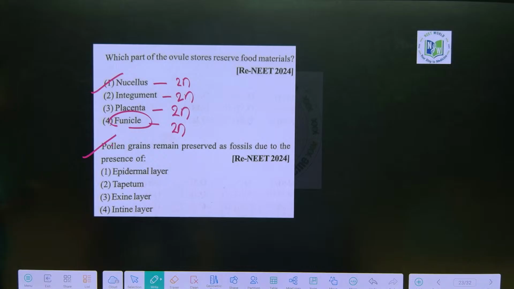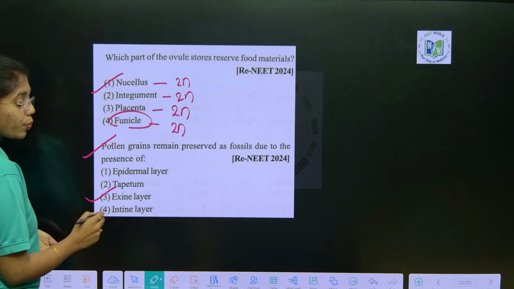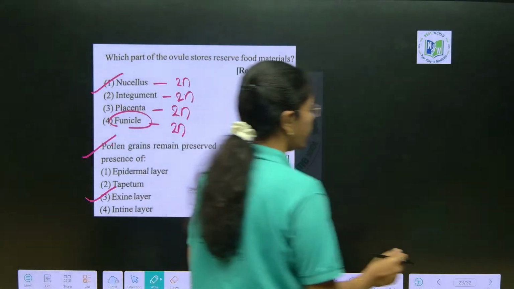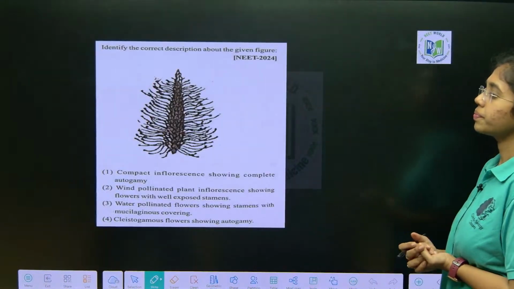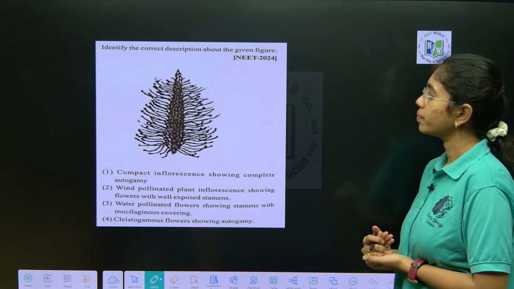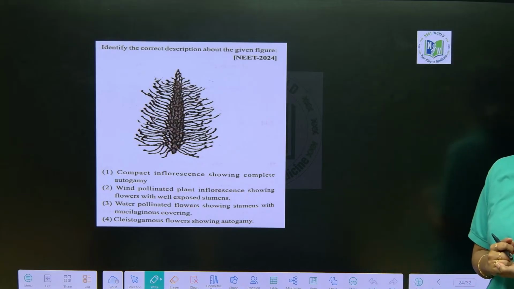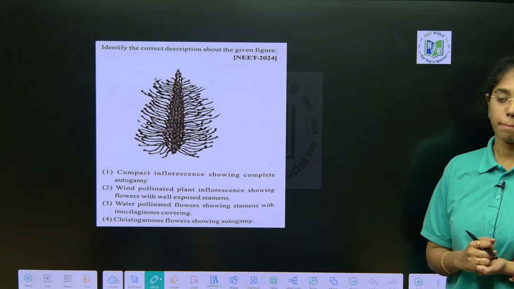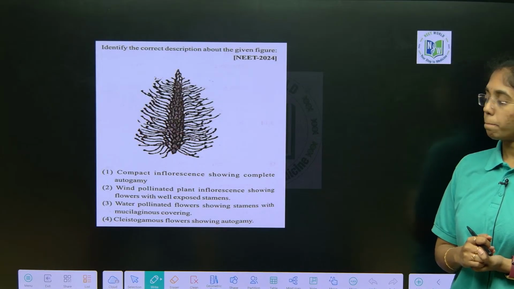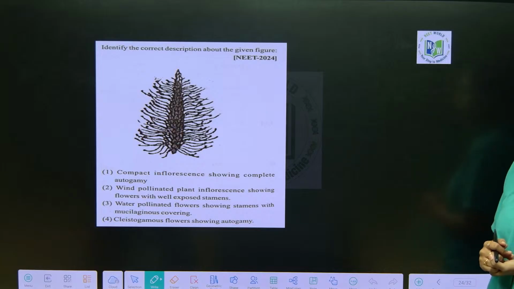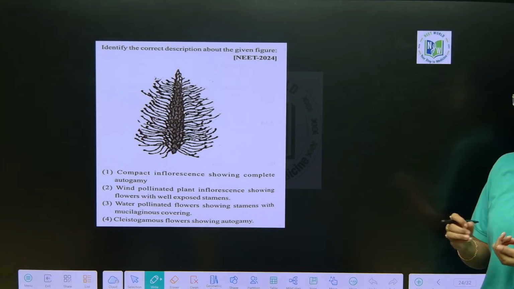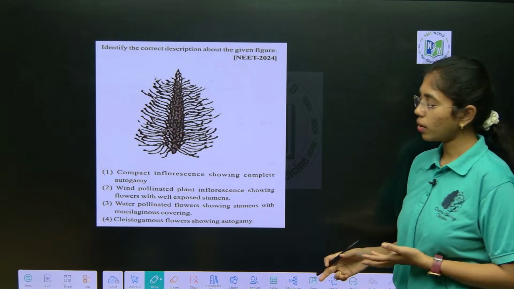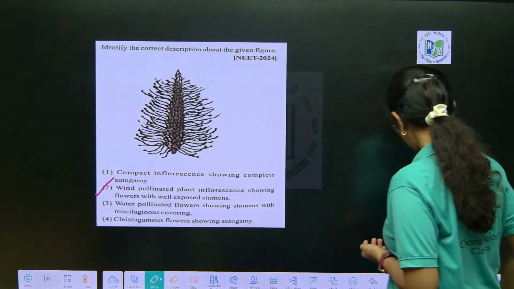Next, this question. Pollen grains remain preserved as fossils due to the presence of sporopollenin in the exine, right? Next. Wind pollinated plant inflorescence showing flowers with well exposed stamens, which is option 2. Good.